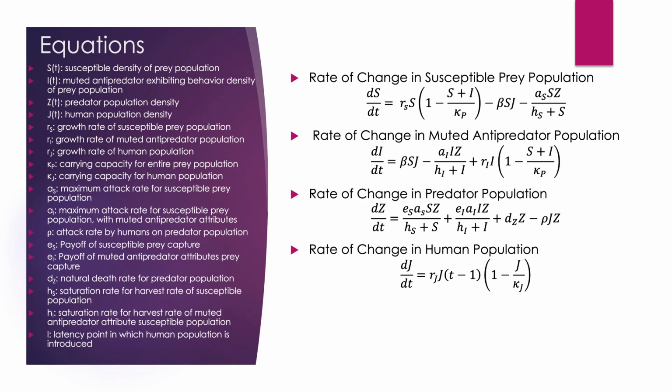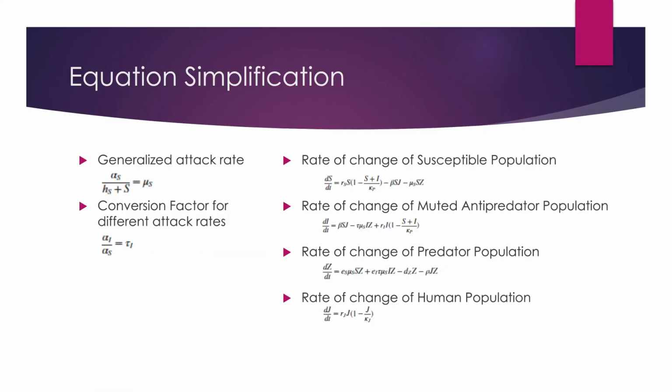And then for our last equation, we are looking at the rate of change in the human population. We do that by looking at just the growth rate of the human population.